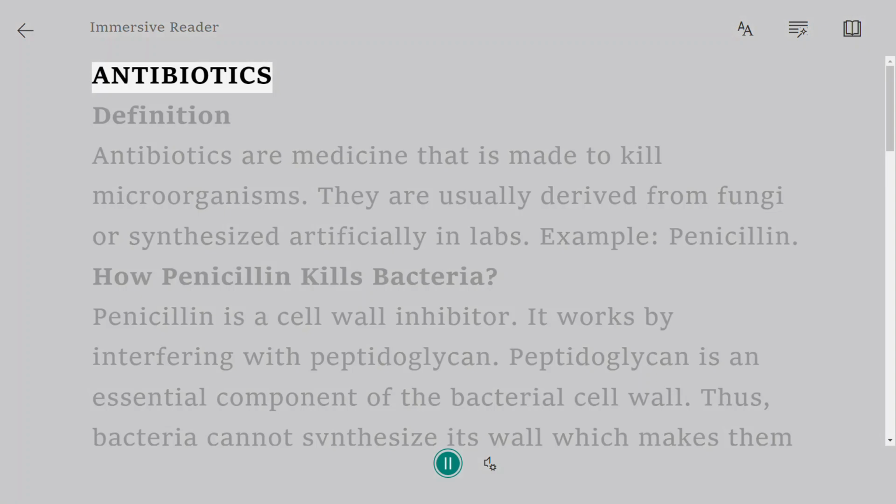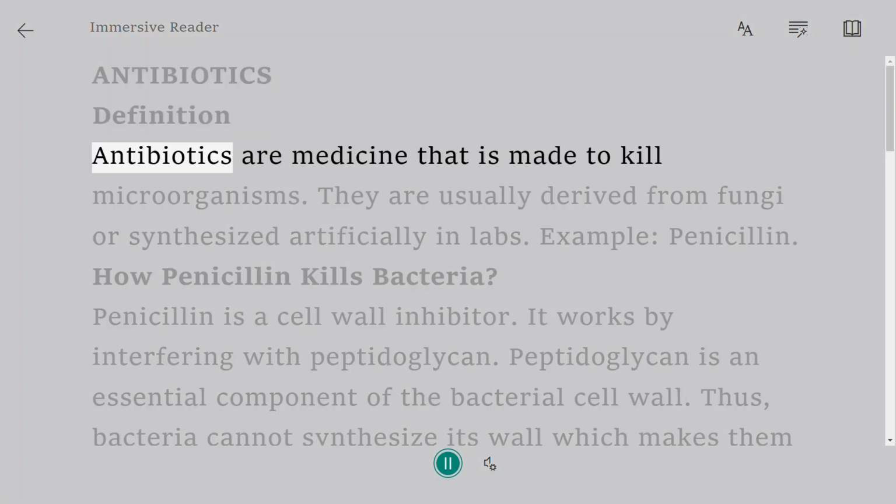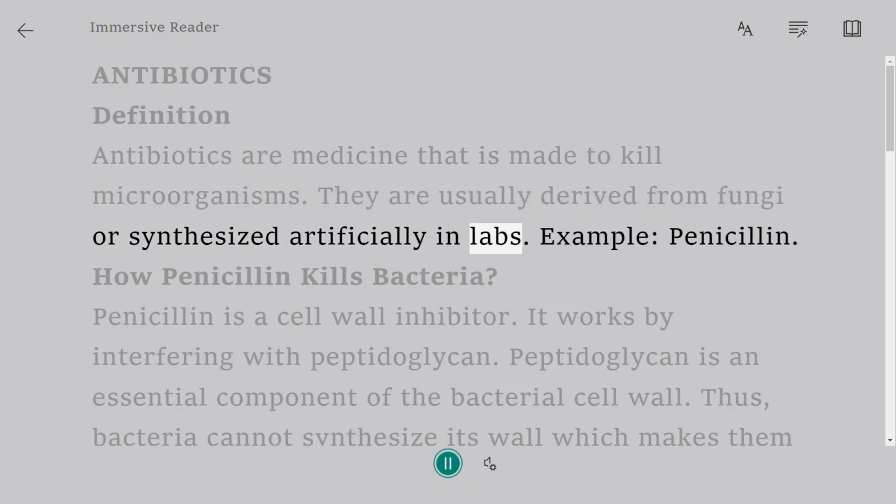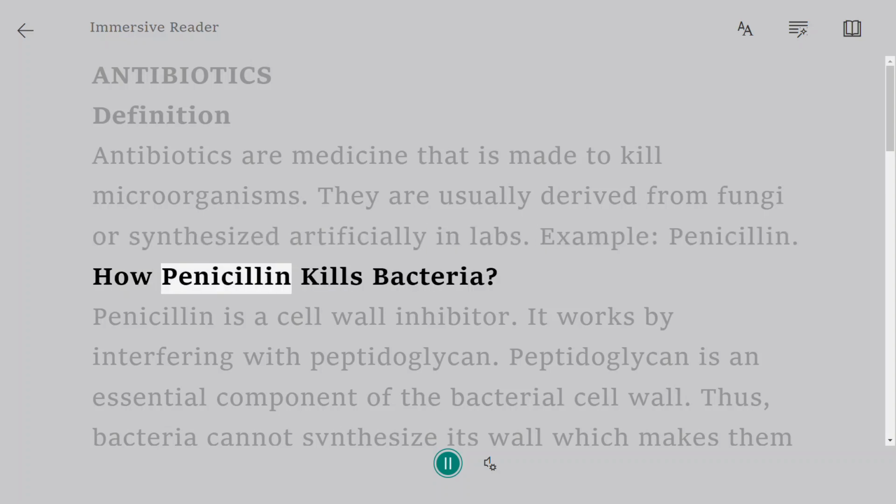Antibiotics. Definition. Antibiotics are medicines that are made to kill microorganisms. They are usually derived from fungi or synthesized artificially in labs. Example, penicillin. How penicillin kills bacteria.